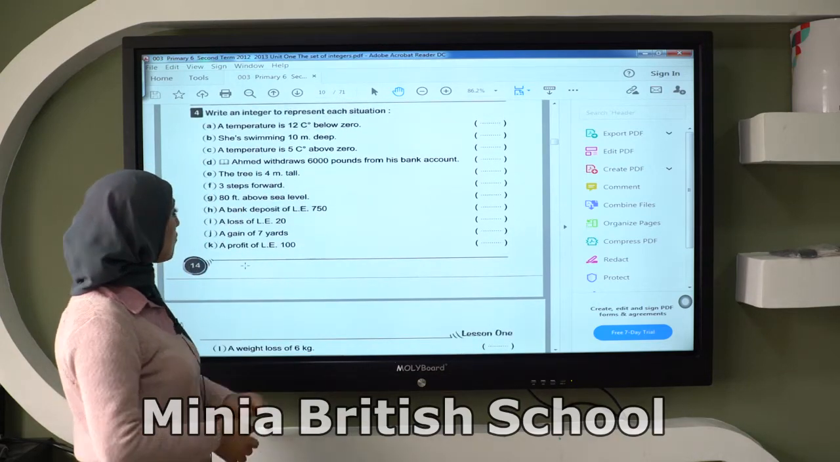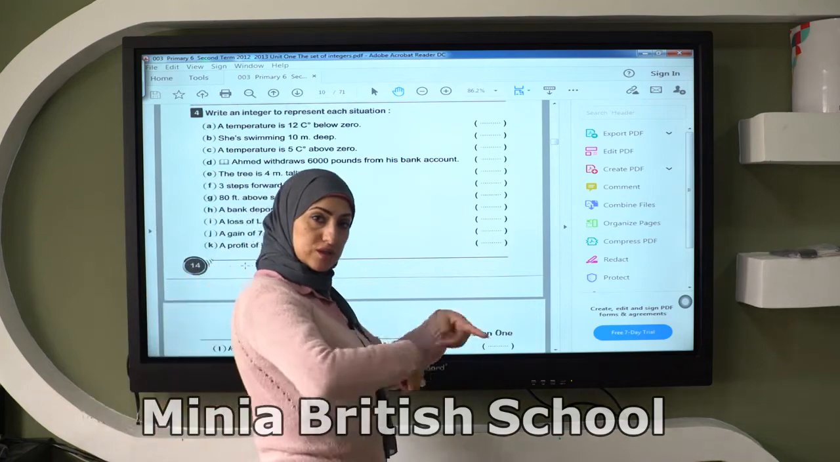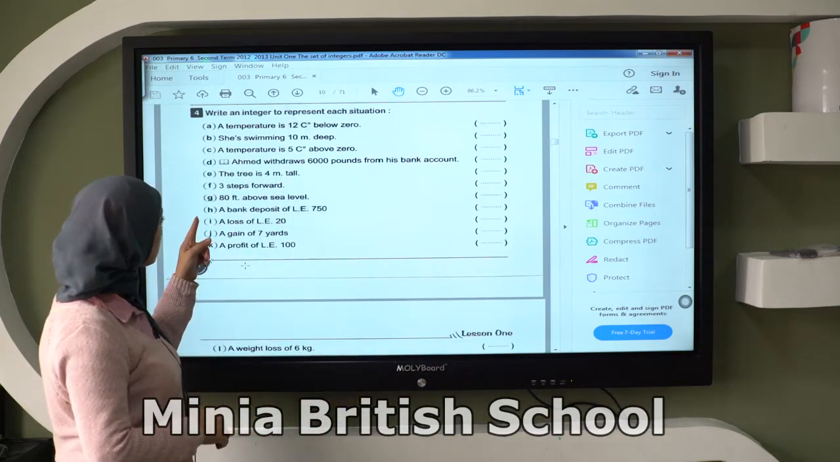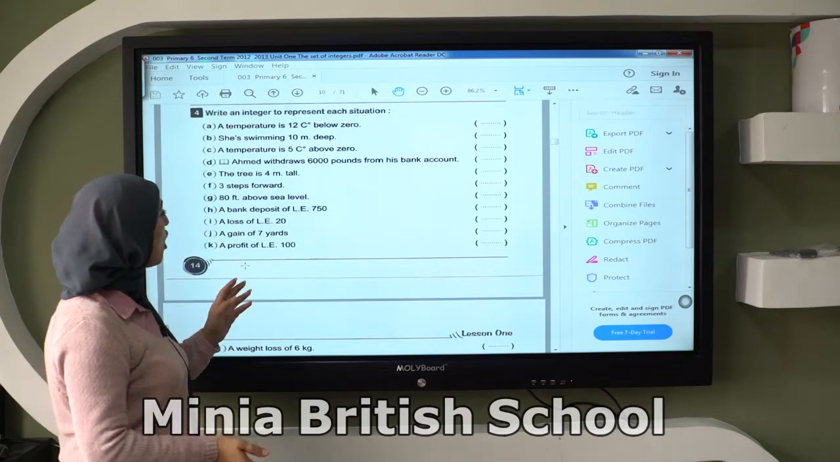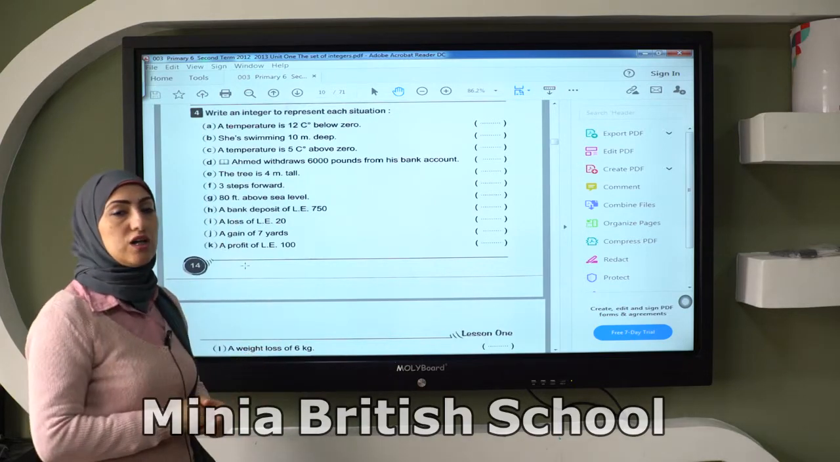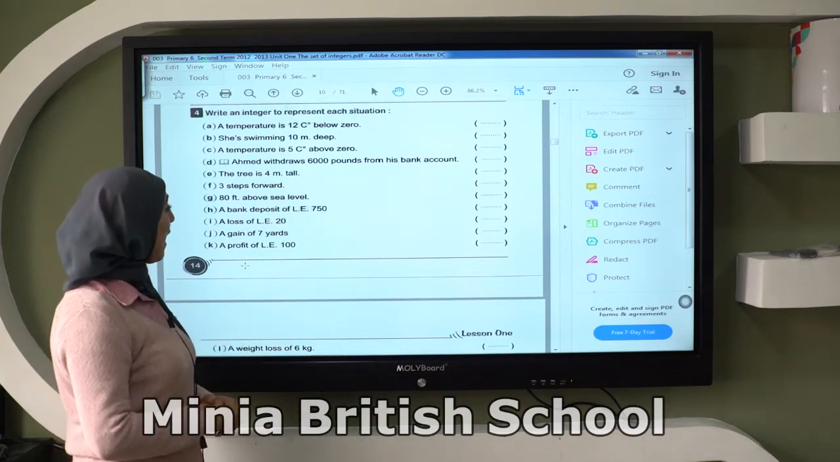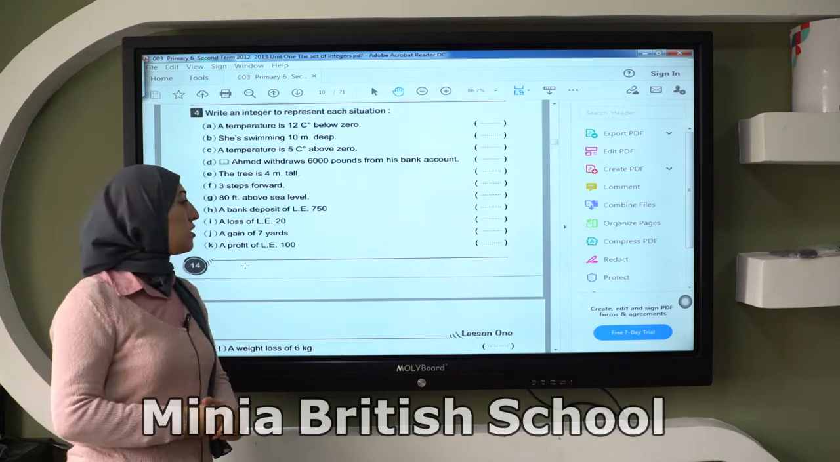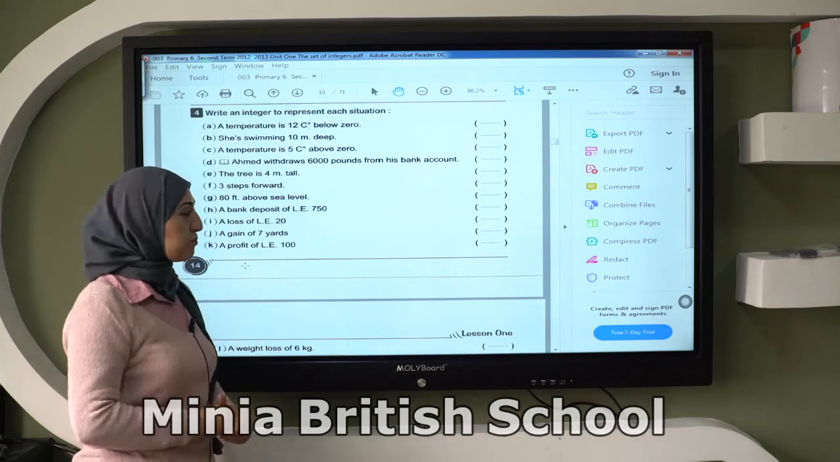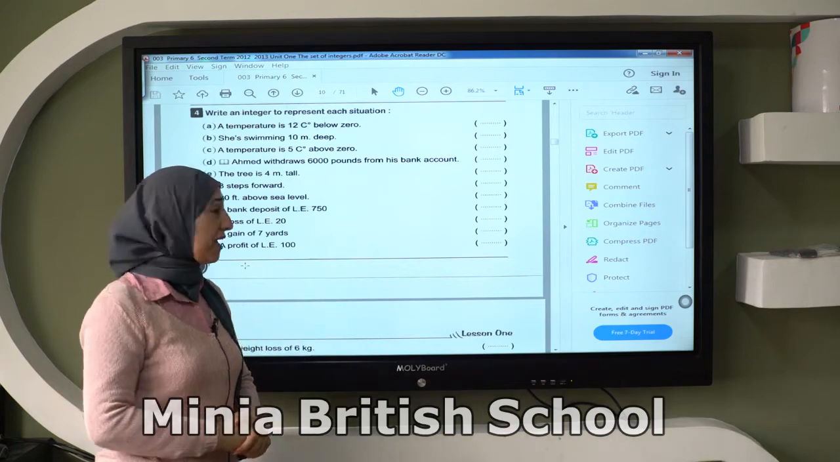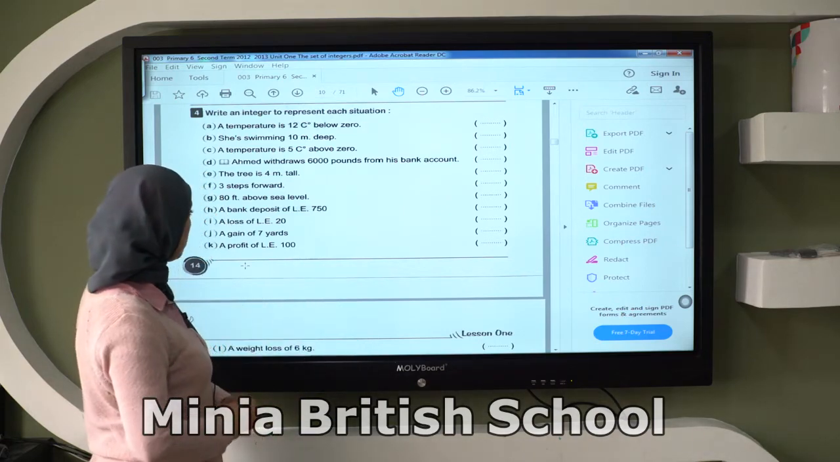3 steps forward. Forward, okay? So it will be positive 3. 18 feet above sea level. Above. So it will be 18. A bank deposit of 750 pounds. Deposit, it means put money in the bank, so it will be 750.